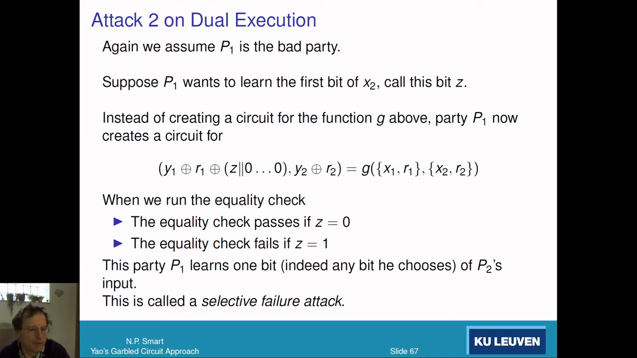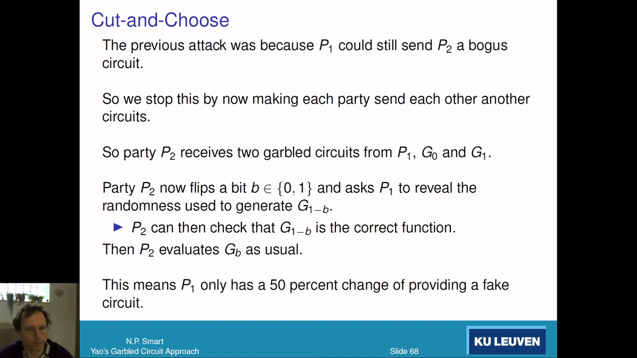You learn a bit of information from whether the other party aborts or not, or whether even you abort or not. So we've got this other attack. It's a lesser attack. It only reveals one bit of information, but it's still an attack, and we have to protect against it. Now that worked because P1 could still send P2 a bogus circuit. So instead of sending a bogus circuit, we need to make sure it's the real one.